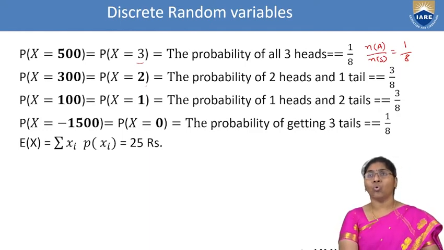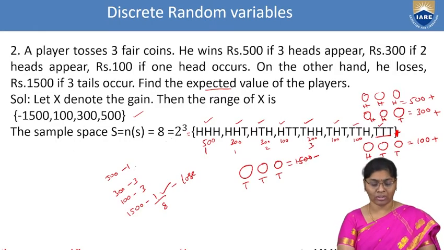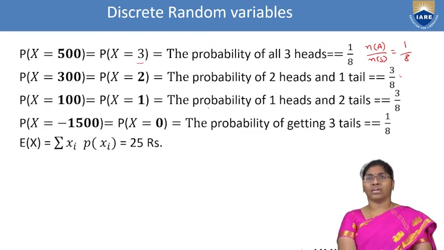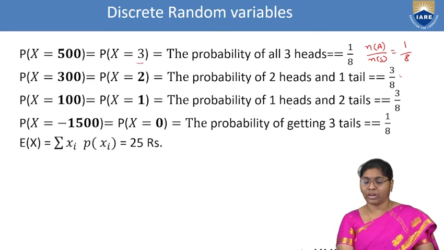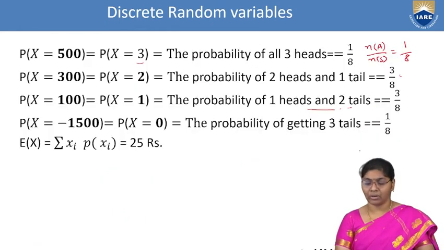That means 2 heads and the remaining one is a tail. Total chances, how many are there? Total 3. Then that is 3 by 8. Next, only one head, 100 rupees. He gained a profit of only 100 rupees. That means one head and the remaining 2 are tails. That is also 3, so 3 by 8.